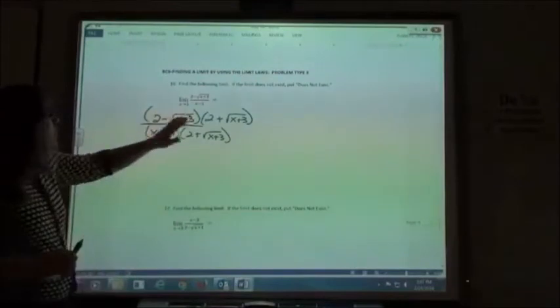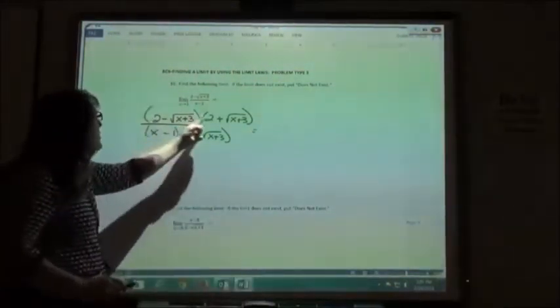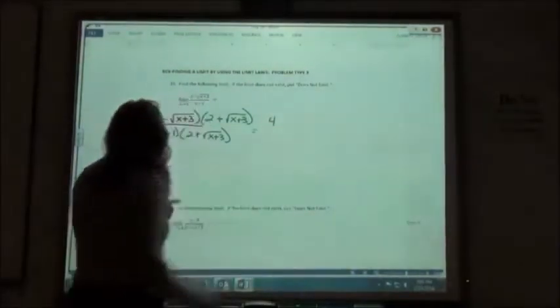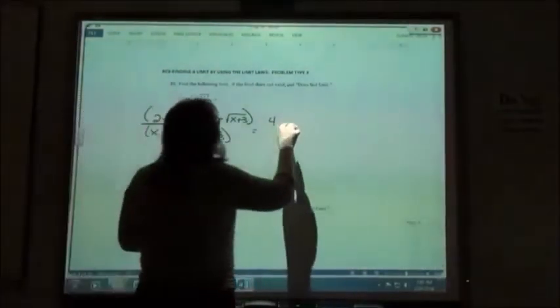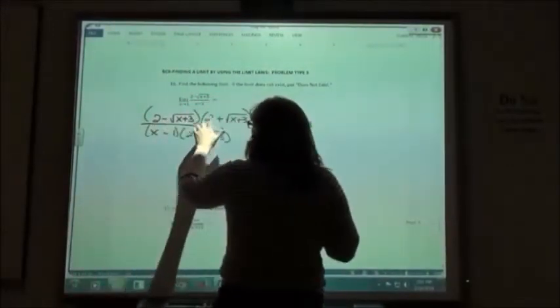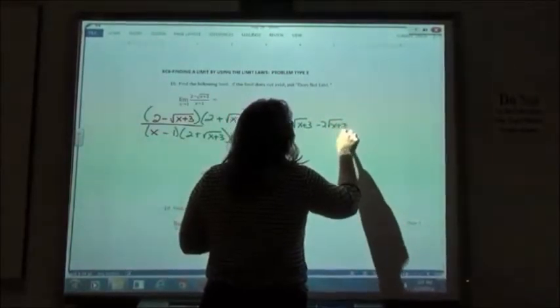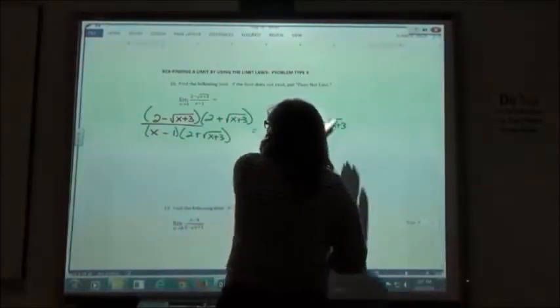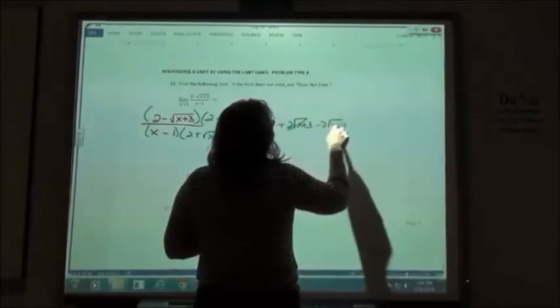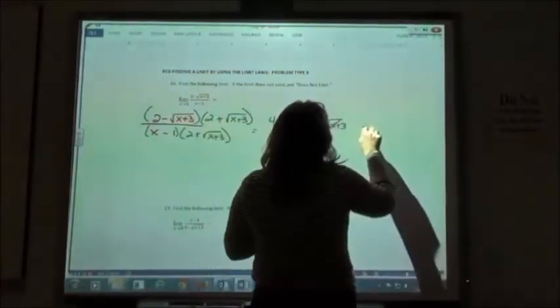So, I'm just going to worry about FOILing out the top part. So, 2 times 2 is 4. Then I'm going to get 2 plus 2 square root of x plus 3. And then on the inside, I'm going to get minus 2 square root of x plus 3. The purpose of multiplying by the conjugate is getting those opposite middle terms so that they cancel out. Then, negative times a positive is a negative.